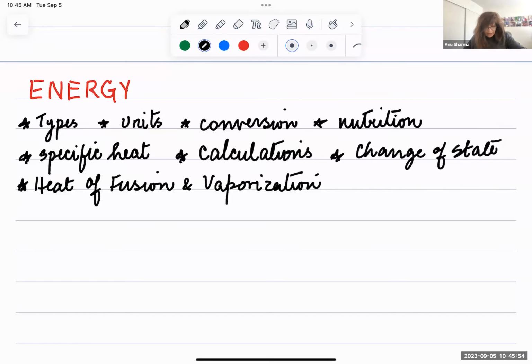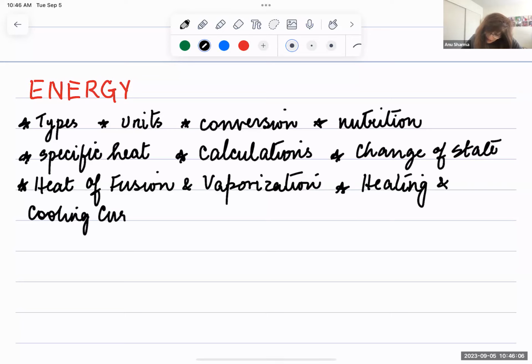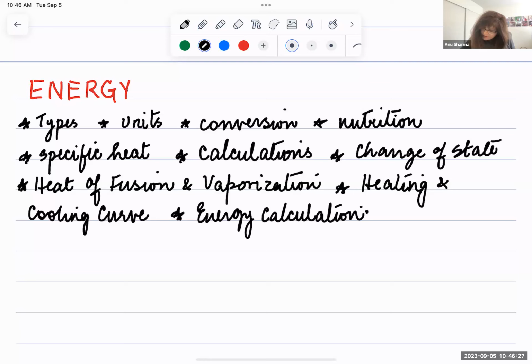Next, we are looking at the heating and cooling curves. So there's a lot here. And then the next thing is combining the energy calculations. So this is what we are doing.